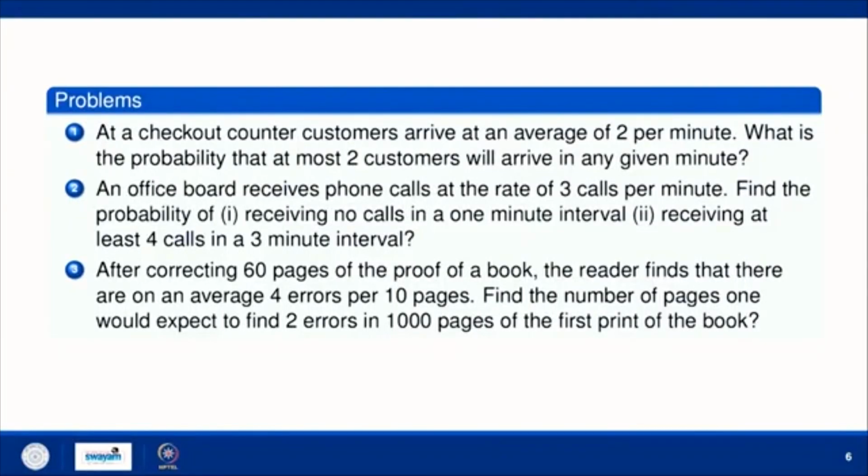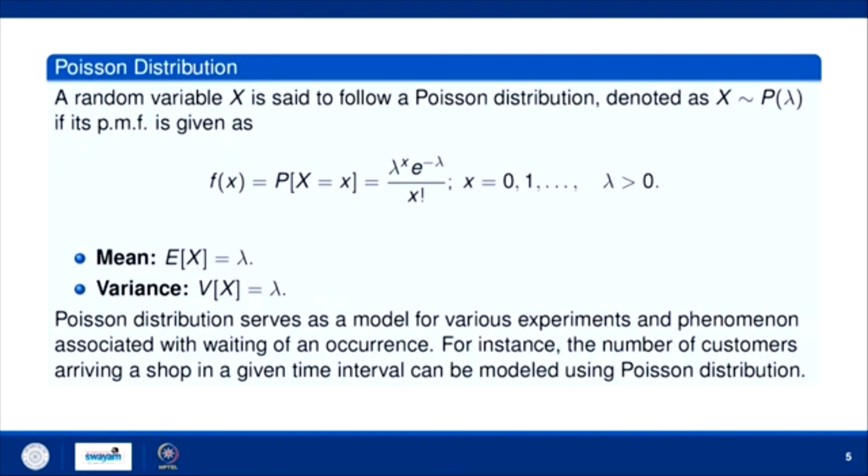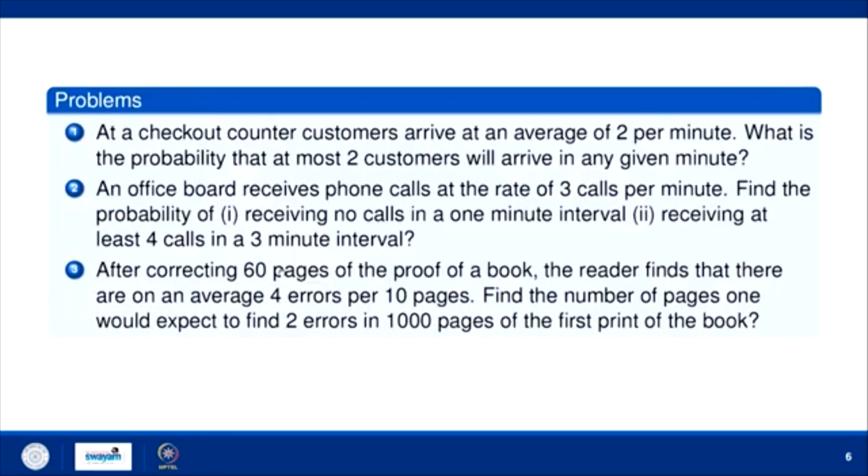So, now we will discuss a few examples based on Poisson distribution. So, let us discuss problem number 1 first. At a checkout counter, customers arrive at an average rate of 2 per minute. So, that means it is lambda. So, what is lambda in Poisson distribution? As we already discussed, lambda is simply the mean or variance, mean and variance for Poisson distribution are same. So, once you are talking about an average of 2 per minute, that means it is lambda.